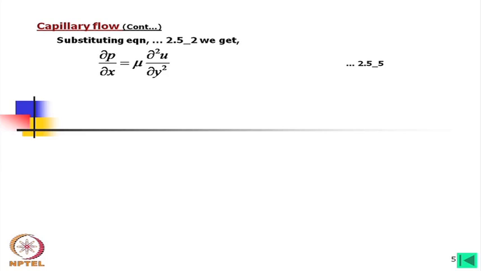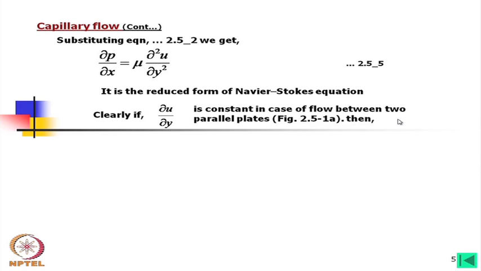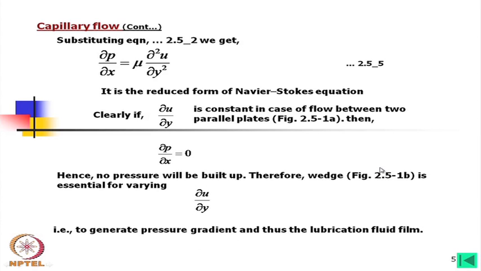the change in pressure in the x direction is defined by viscosity into del square u by del y square. This means the rate of change of u in y. Clearly, if del u by del y is constant, as in the case of flow between two parallel plates, then del p by del x will be 0, because the second derivative of u with respect to y will become 0. So, del p by del x is 0. This means that no pressure will be built up.